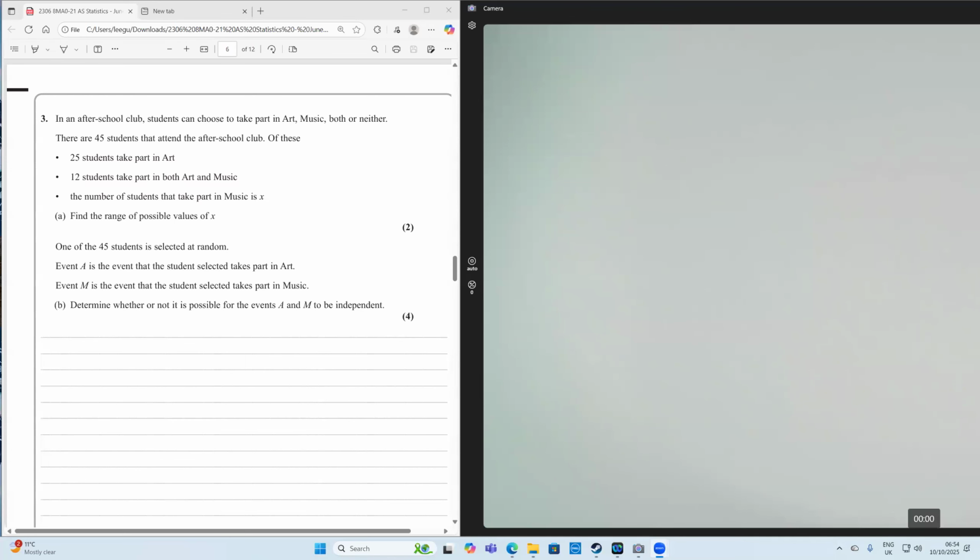Hello everyone, we've got a tricky, I think really tricky, probability question here. Okay, so let's have a look at this one.